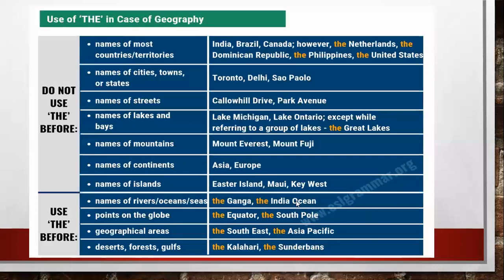When do we use the? Before names of rivers, oceans, seas, points on the globe, geographical areas, and also we are going to talk about deserts, no? Here, these other geographical features, yeah?